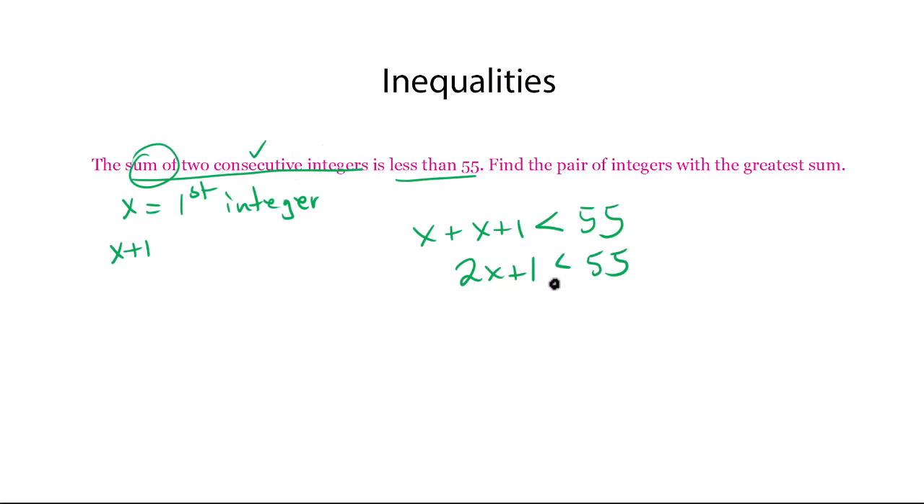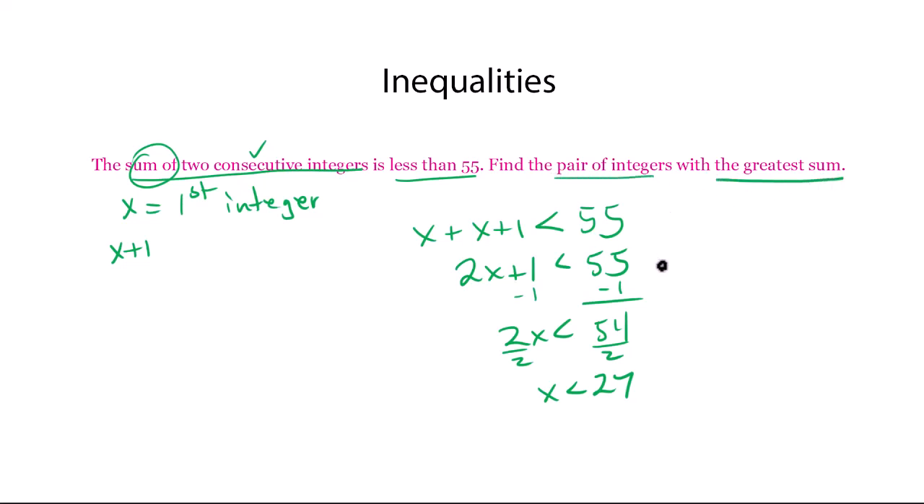Now I can go ahead and solve. So I'll subtract 1 from both sides. 2x is less than 54. Divide through by the coefficient. x is less than 27. That's not my answer. Be careful. We always have to read the question. Find the pair of integers with the greatest sum.